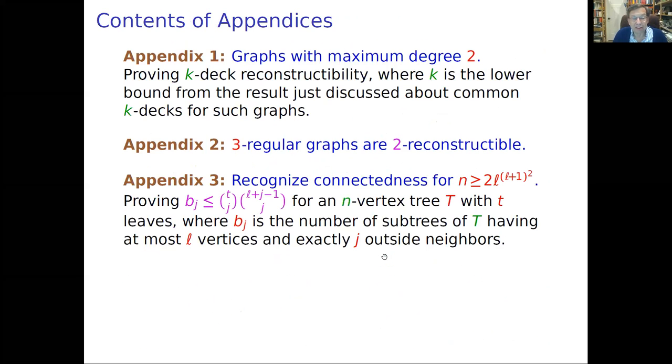So let me work towards ending here. I told you there were some appendices at the end of these slides that I'm not going to show you anything about, but they give you some of the ideas in the other half of this resolution of the problem about maximum degree two, that if we have K big enough, we will be able to show that they're reconstructible from the K deck. Second appendix, the ideas in showing that the three regular graphs are two reconstructible. And the third one, as I was telling you, there are some reasons why I didn't want to tell you about the details of this upper bound, one of them being that this is clearly much too big. There should be a much better result.